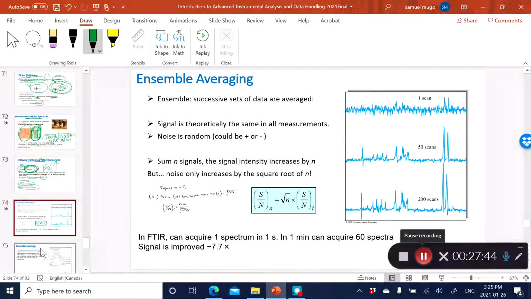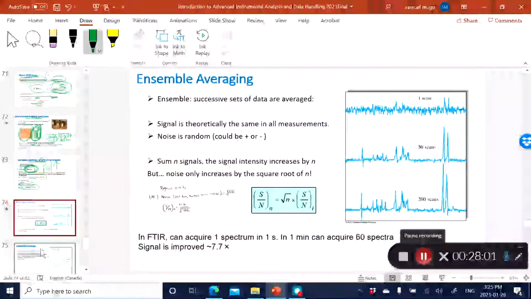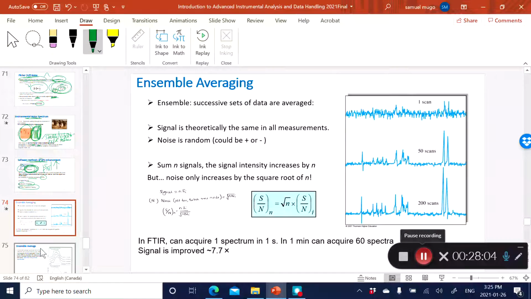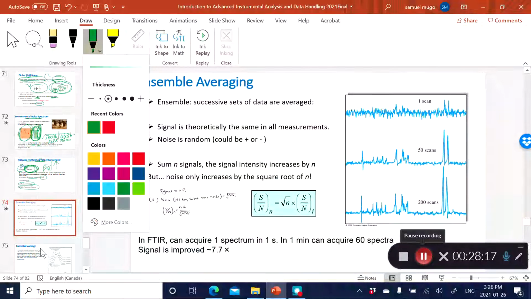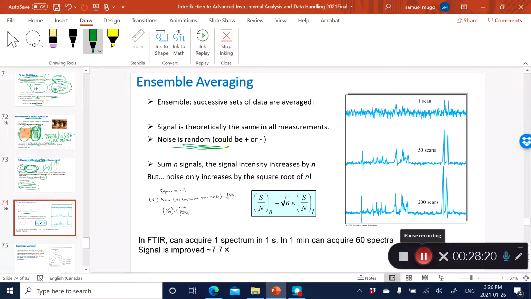Now, ensemble averaging essentially just means that you take data points and you average them and you get an enhancement in your signal. Ensemble averaging essentially means that you analyze a sample multiple times, and then again, as I've said, you average them. Now, it's important to remember that noise in itself, like we said, is random, whereas the signal should be largely or theoretically the same in our measurements.